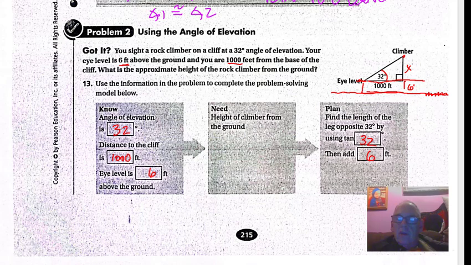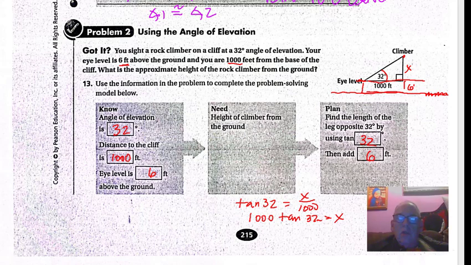Okay, so let's go ahead and finish this. We have tangent 32 is equal to the opposite, which is x over 1,000. So 1,000 times the tangent of 32 is going to be x. That's going to be how high the climber is above the eye level.